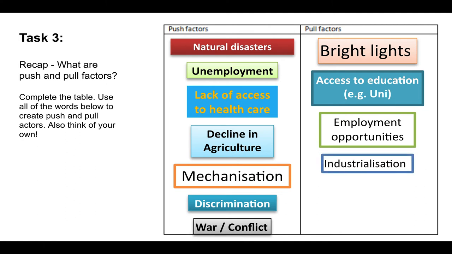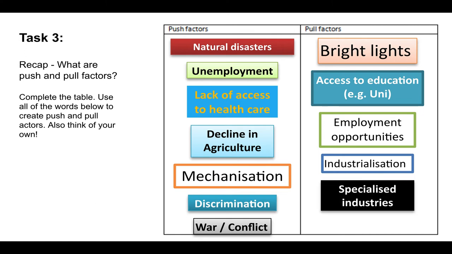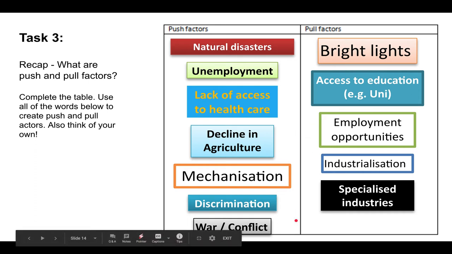Industrialization might have been something that is linked to the decline in agriculture, and it draws people into cities. Now, all of the things that I've got on this table so far are not just about London. These are migration push and pull factors from pretty much any city you could discuss. You just have to be very specific about which ones of them affect London.